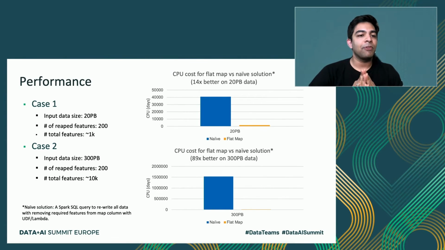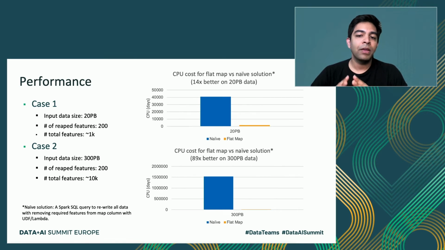So talking about performance, here are two cases that we actually evaluated. For case one, we took a training table of 20 petabytes in size that consisted of 1,000 features and reaped 200 features out of it. The solution was 14 times more efficient than reading and rewriting all the data against the baseline.